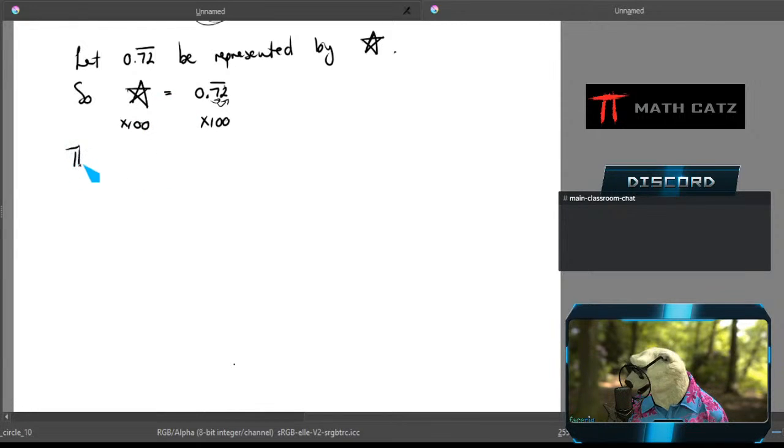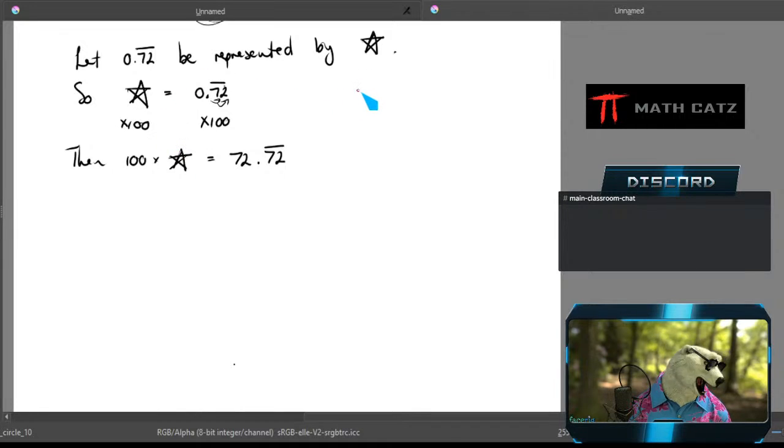That gives me 100 of these star symbols and 72.72 repeating, because there are infinitely many 72s after. I just don't write them all. That's what the line is for. So now my next step is to get rid of the decimal tail, if you will. So I'm just going to take it away. The issue is that in order for everything to stay balanced, I need to take away the same thing, the same amount on either side.